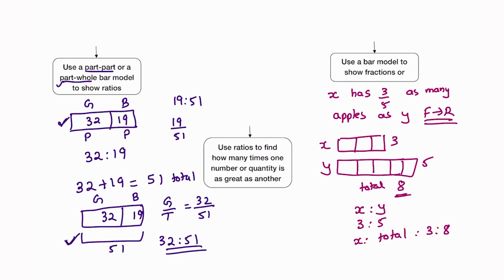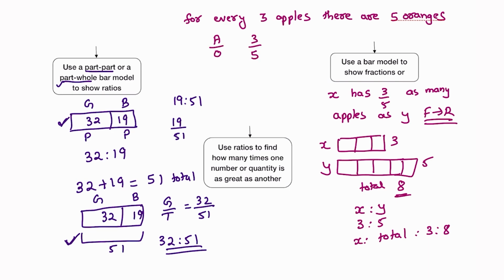And you can do the reverse, ratios as fractions. For example, if we say for every 3 apples, there are 5 oranges. So the apple to orange ratio is going to be 3 over 5, right? What's the total here? 3 plus 5 would be 8. So apple to total would be 3 over 8, or oranges to total would be 5 over 8. That's how we represent ratio as a fraction.